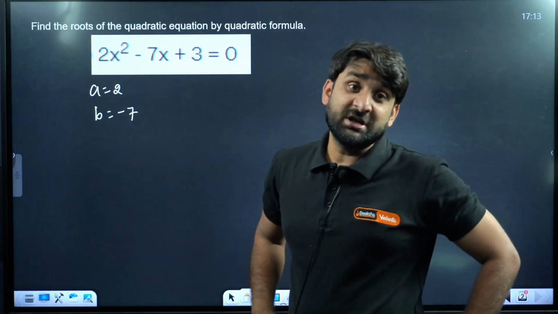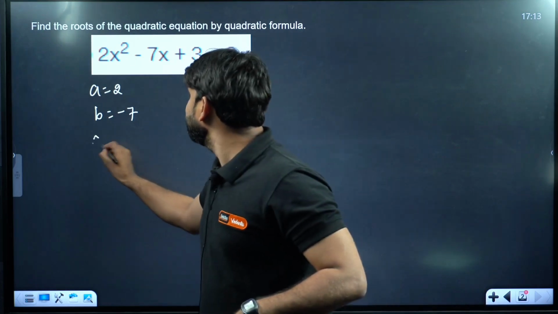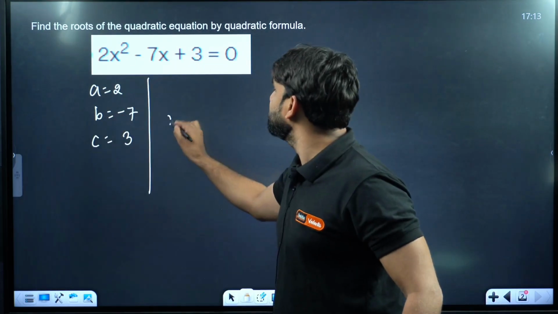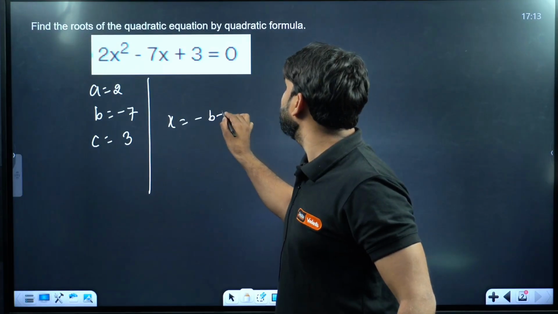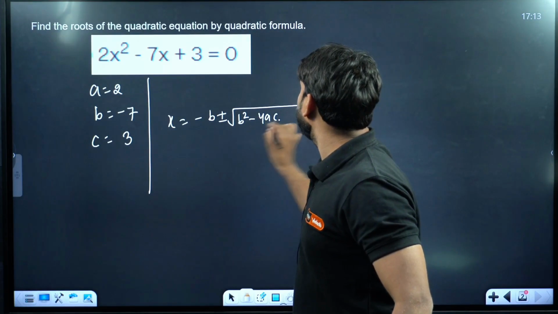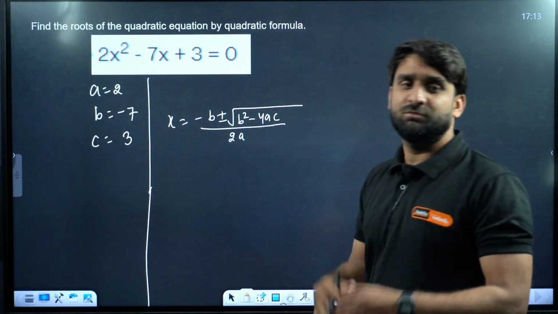If the coefficient is in negative form, then please consider it as negative. And here c is equal to 3. I hope everything is there. Now you have a very magical formula: x is equal to minus b plus minus under root b square minus 4ac divided by 2a. This formula. Right? You have a, you have b, you have c, you have everything.